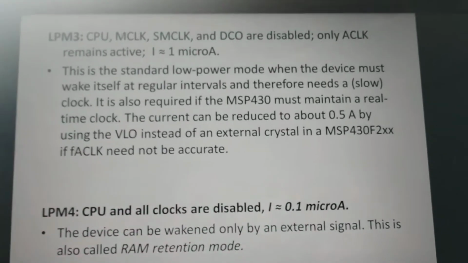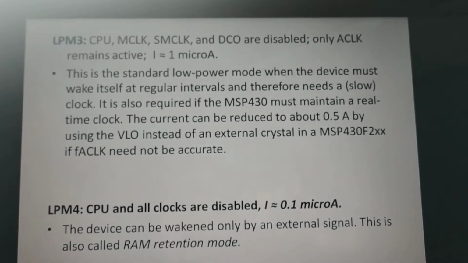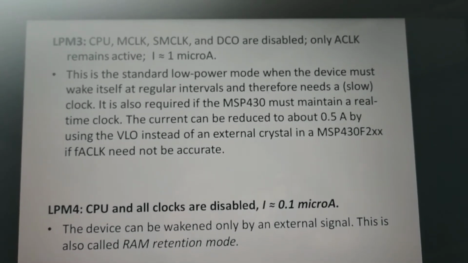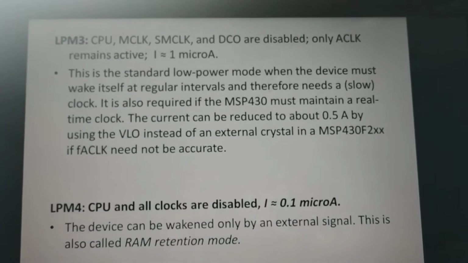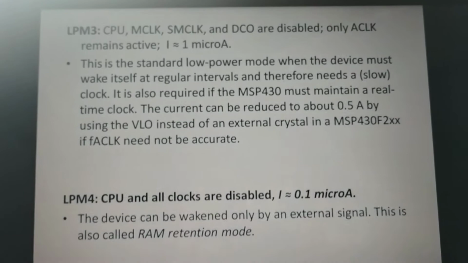Now, when do we use the external crystal? We use the external crystal when we require an exact clock, that is, when we require an accurate clock. If that is not required, then we can switch over to the VLO.